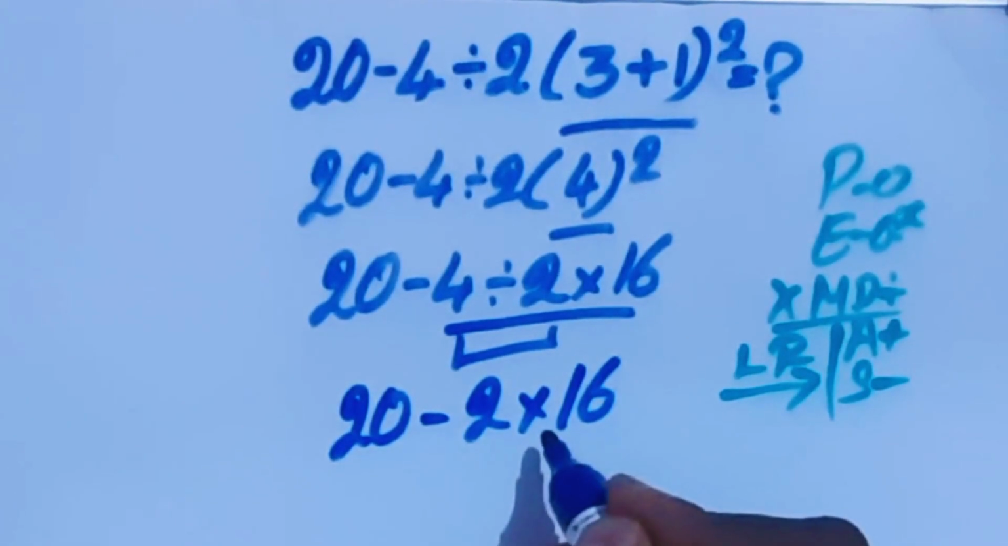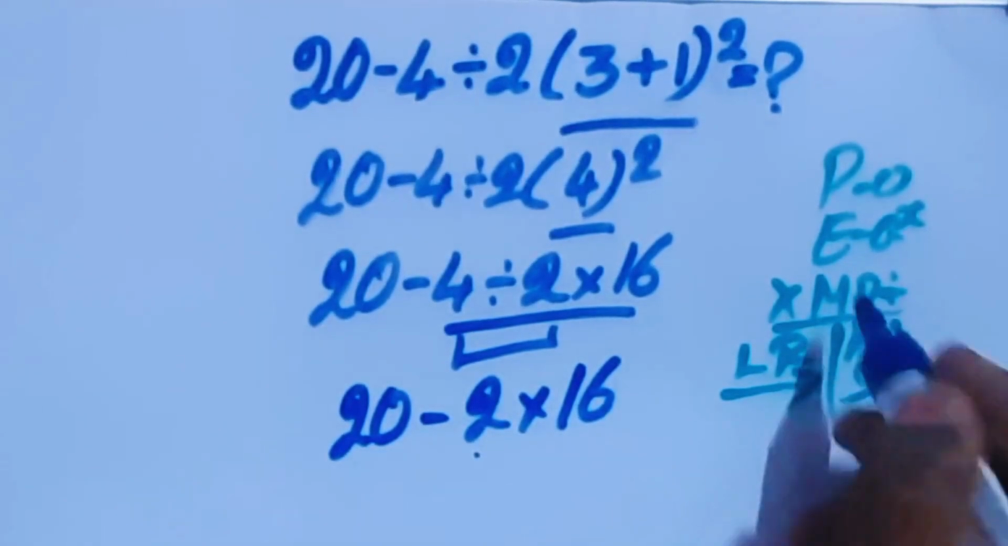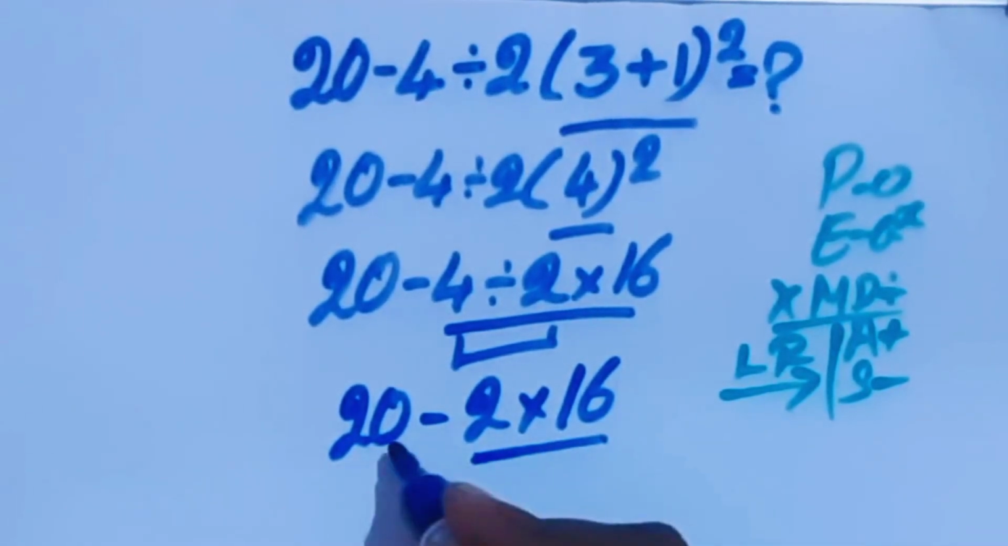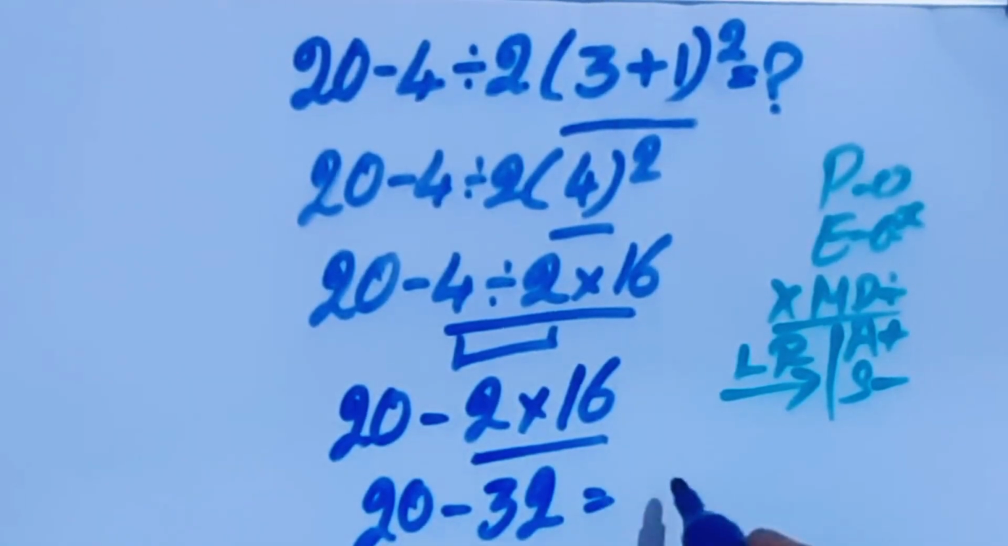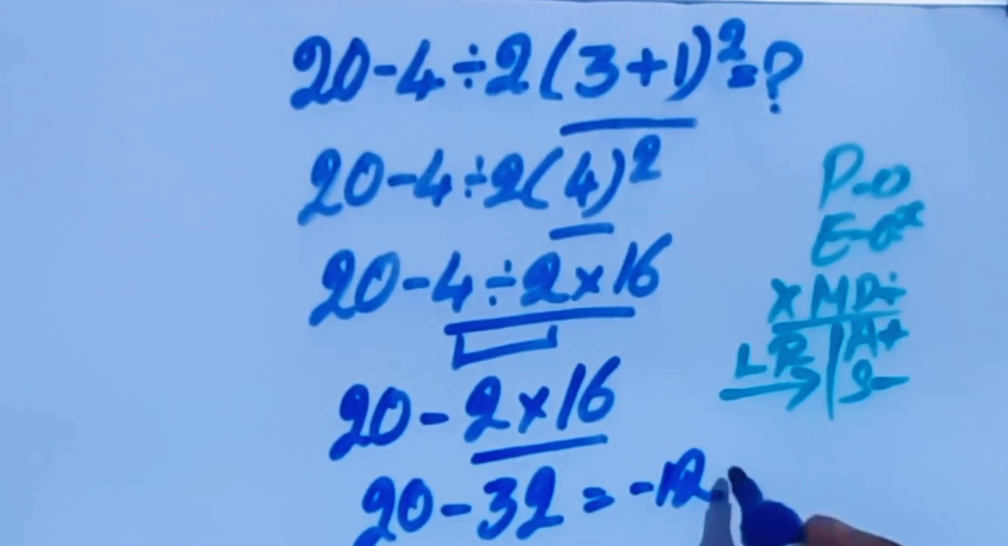Here we have subtraction and multiplication. Multiplication is higher priority than subtraction. So we have to do this multiplication before the subtraction. Here 20 minus 2 times 16, that is 32. Here 20 minus 32 is negative 12, which is the right answer.